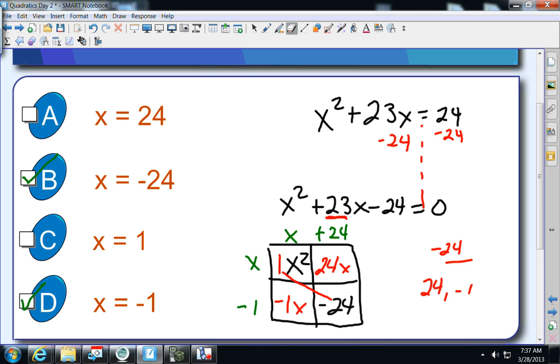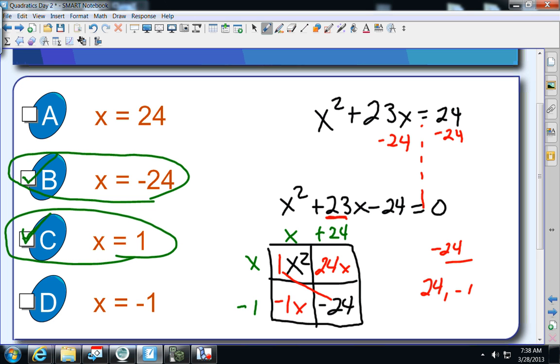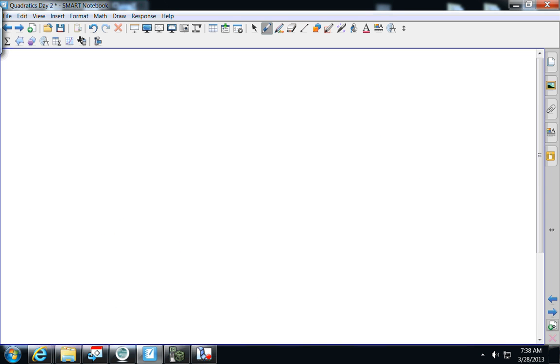Oh, well, why did I put a negative there? What's going on? It actually has both of them right here. So negative 24 and positive 1. Both of those roots are there. And what are roots? That's the other thing we need to remember. What is it that we're finding?